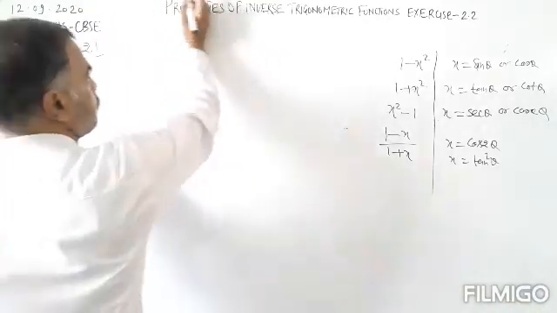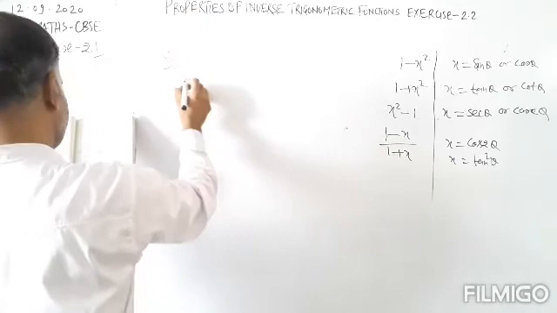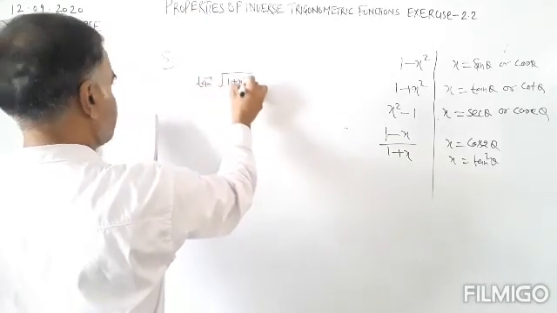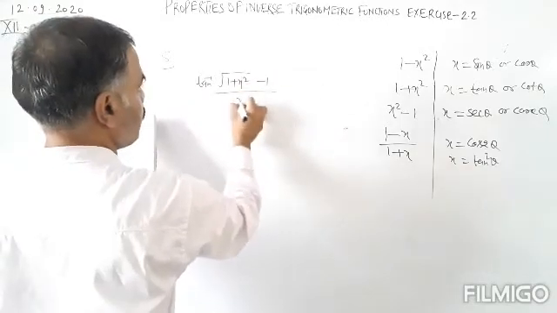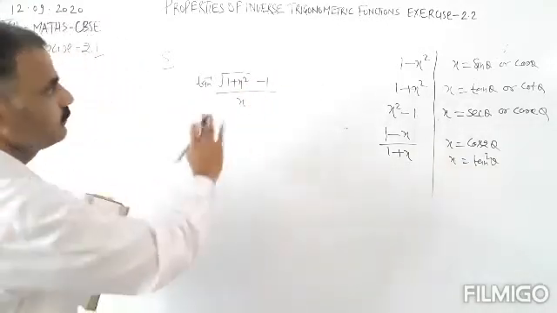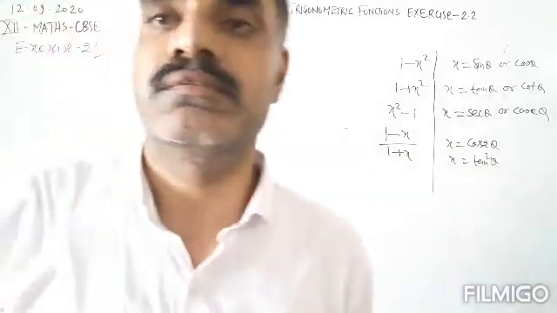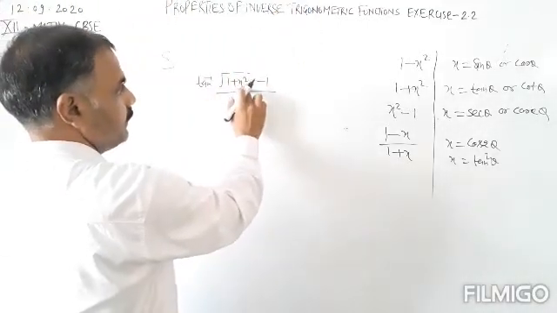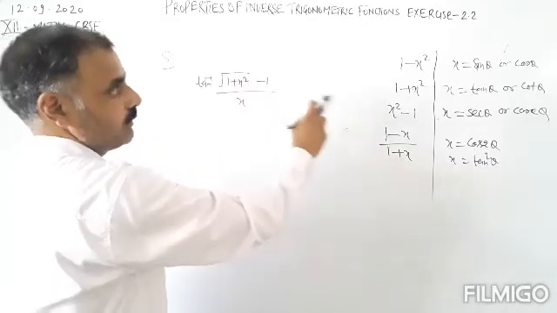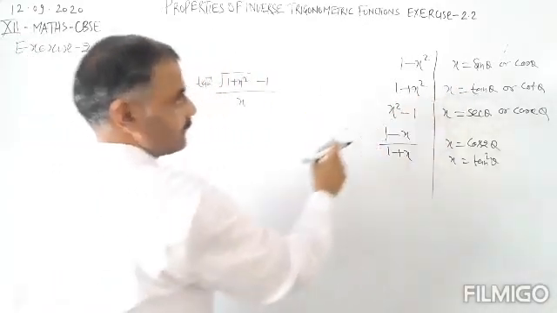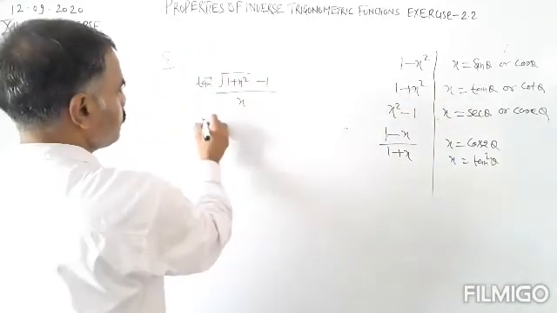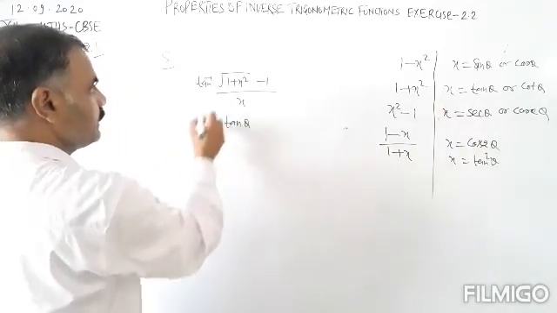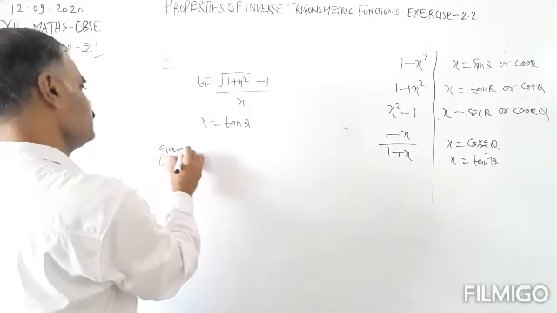Question number 5 is, simplify tan inverse of under root 1 plus x square minus 1 upon x. You have to simplify this. Okay, so here we have been given 1 plus x square, which means we have to put x equal to tan theta or cot theta. So put x equals to tan theta.